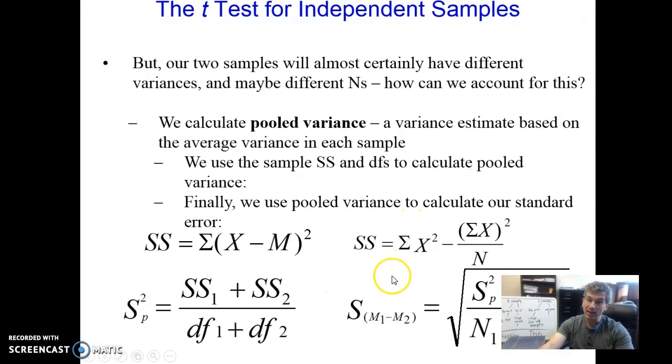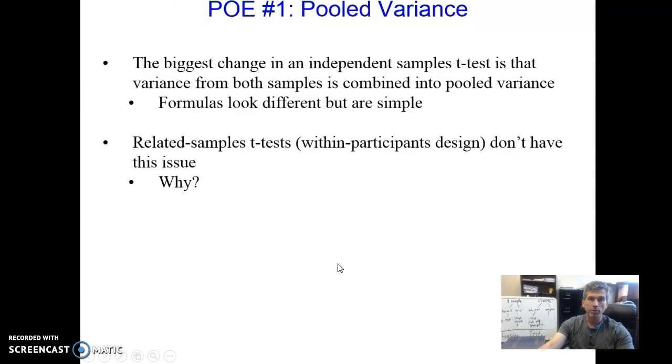The key thing, again, is those sums of squares. They're coming back. They're becoming much more important. We haven't seen too much of them in a little while. So calculating sums of squares separately and remembering that the degrees of freedom is the number of people in each sample minus 1. We'll see some examples in future videos. But this is our first point of emphasis. The single biggest change in shifting from a single sample t-test to an independent samples t-test is accounting for variance from both samples. We calculate this pooled variance.